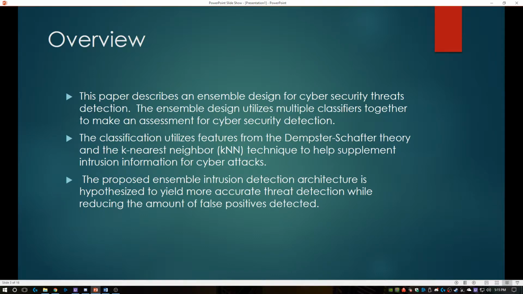So this paper describes an ensemble design for cybersecurity threats detection. The ensemble design utilizes multiple classifiers together to make an assessment for cybersecurity intrusions and detections. The classification utilized in this research paper features aspects of the Dempster-Shafer theory and the K-nearest neighbor, or KNN, technique to help supplement intrusion information from cyber attacks. The proposed ensemble intrusion detection architecture is hypothesized to yield more accurate threat detections while simultaneously reducing the amounts of false positives received.